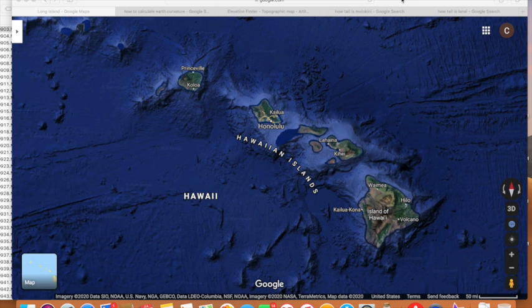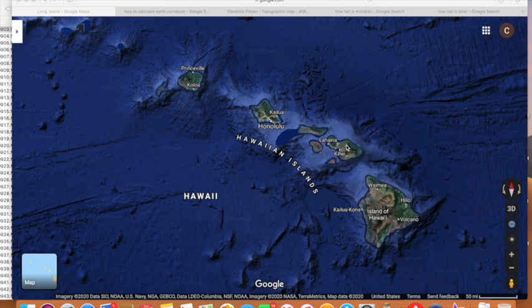Aloha! Welcome to Hawaii. I'd like to call it the world capital of the curvature because we can see the curvature very well, thanks to the tall islands and a wide span of sea level surrounding them. So here's the island chain of Hawaii.